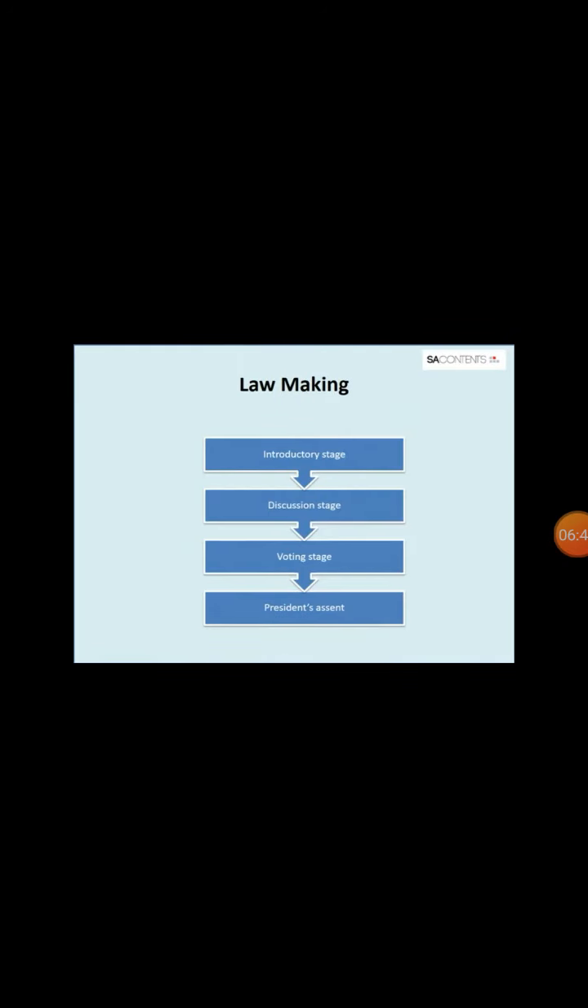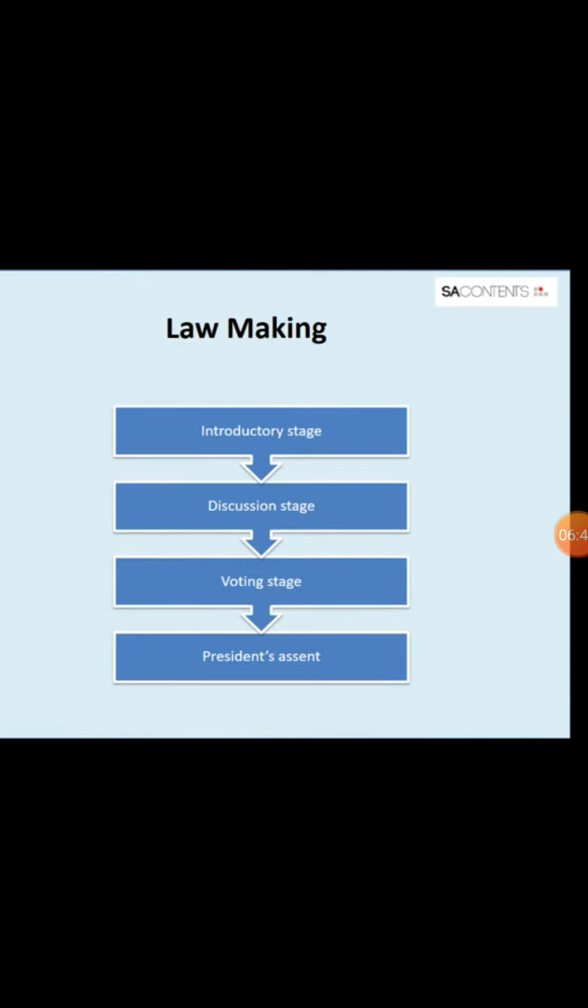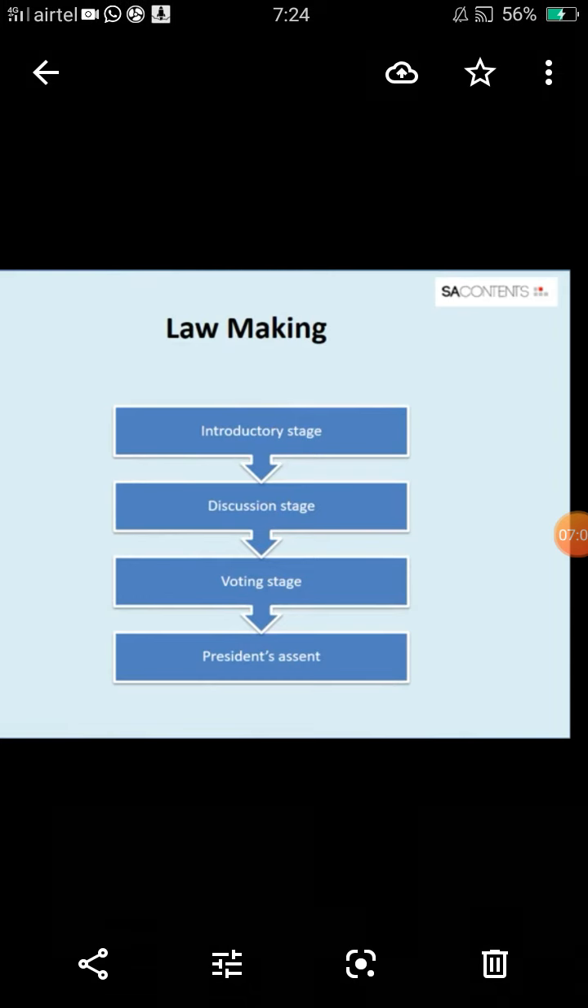And the last is lawmaking. Children, the first stage is an introductory stage when any bill is introduced. Then there is a discussion stage where all the members of the parliament sit together and discuss the bill. The third stage is the voting stage, where one has to cast a vote in favor of or against the bill that is to be passed.